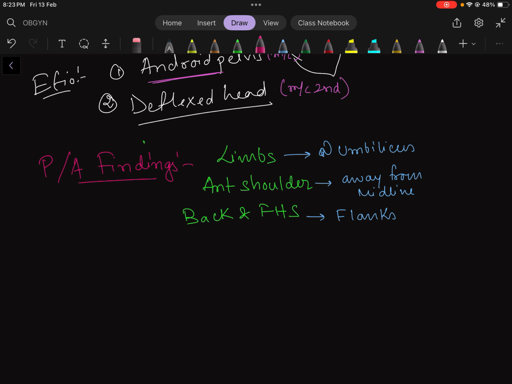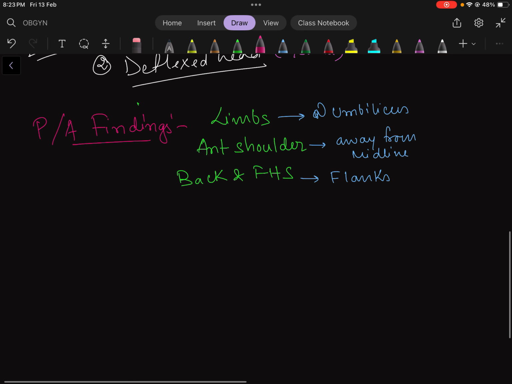So clearly, as we discussed, the per-abdominal findings are already written. The limbs will be palpated at the umbilicus, the anterior shoulder will be away from the midline, and back and fetal heart sound will be felt at the flanks. Now marching forward, what will be the outcomes?